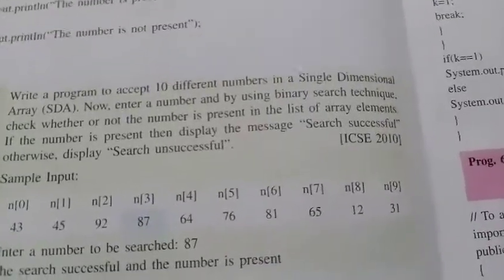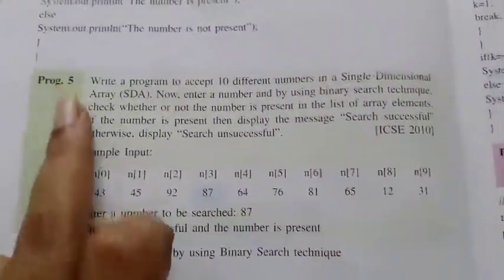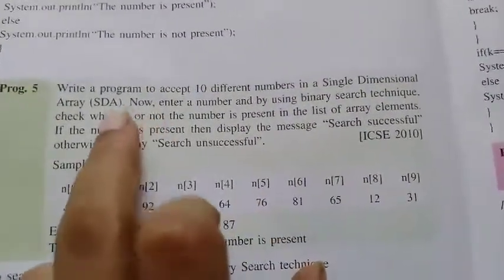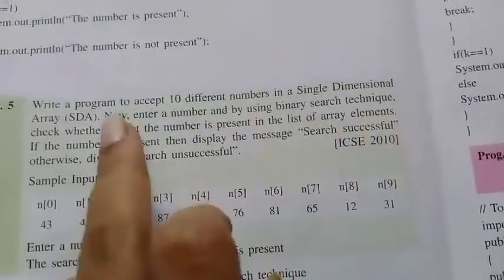Hello students, now we will see the next 4 programs, sample programs. So first is your program 5. Program 5 is to write a program to accept 10 different numbers in a single dimensional array.